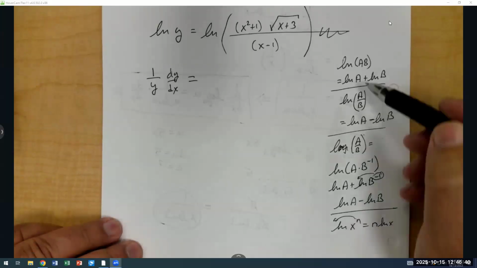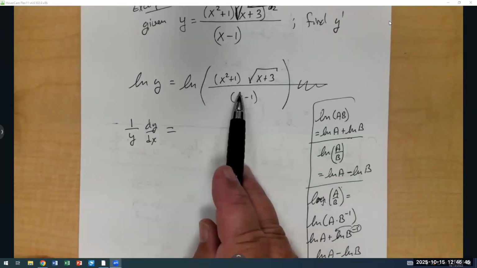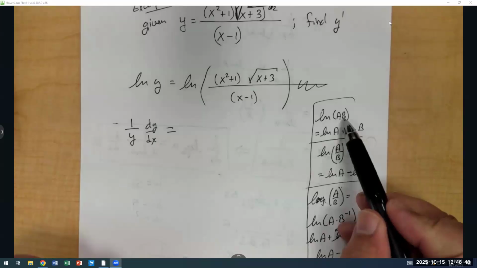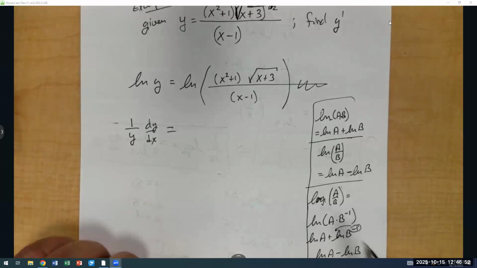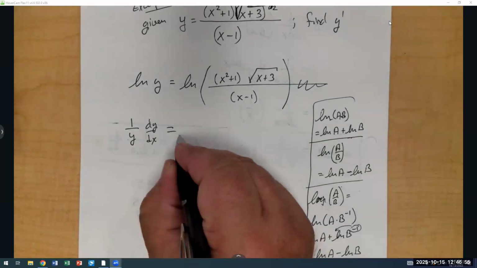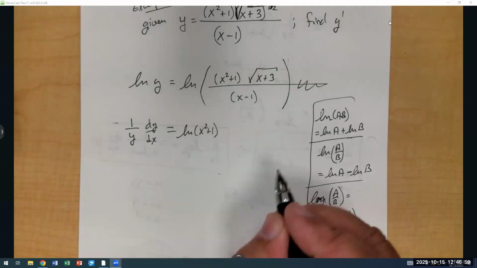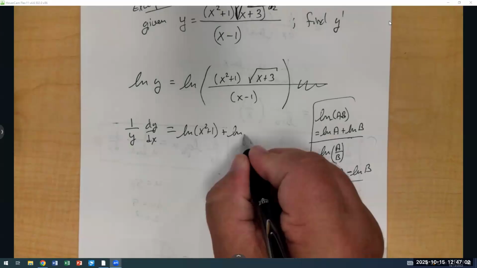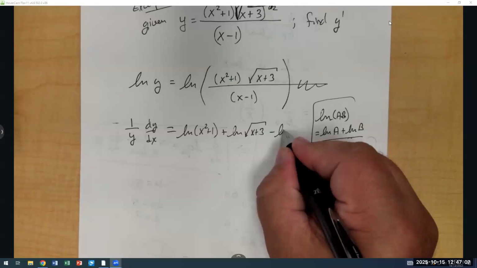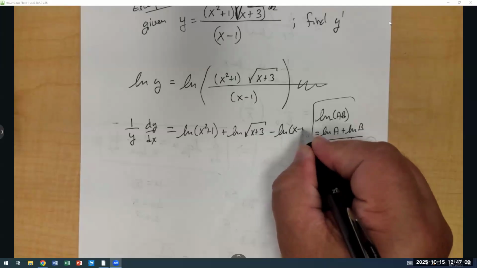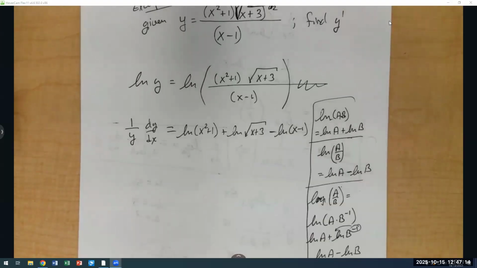So, using these properties, look at this. What this thing says, if it's on top, if it's multiplied, you add. If it's on the bottom, you put a negative sign in front of it. So what this says is I have ln of x squared plus 1, plus ln of the square root of x plus 3, minus ln of x minus 1. Because this is on the bottom, it gets a negative in front of it.